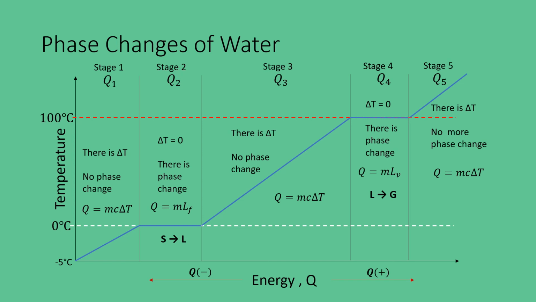To solve for the total amount of heat involved to change water from solid, or ice at negative 5 degrees Celsius, up to a certain temperature beyond 100 degrees to turn it into steam, the Q total is equal to Q1 plus Q2 plus Q3 plus Q4 plus Q5. Or simply, you add all the Q's that we get from the different stages.